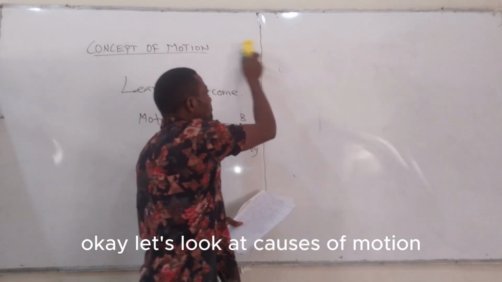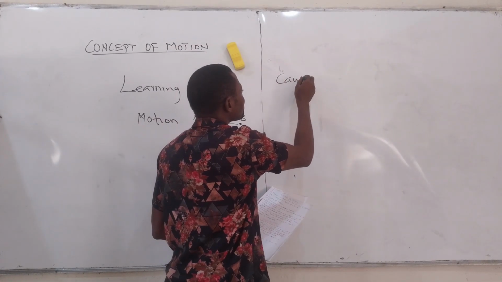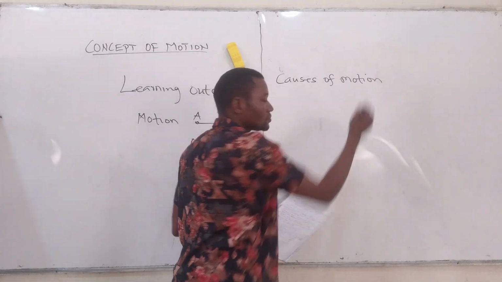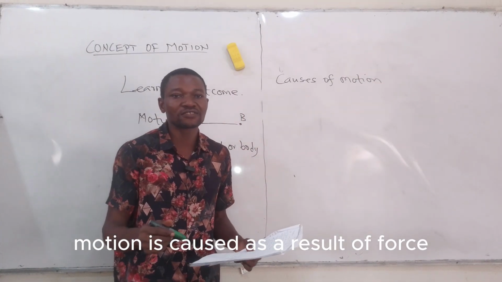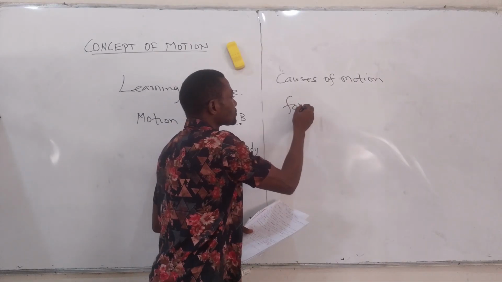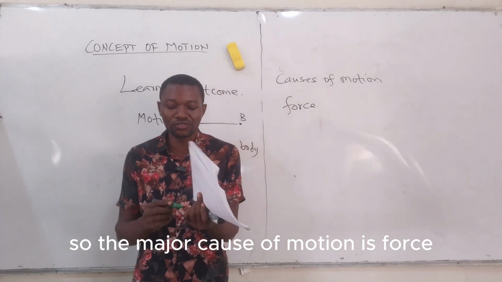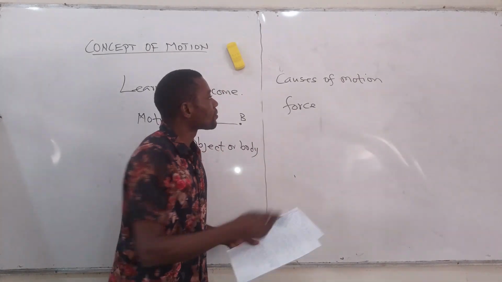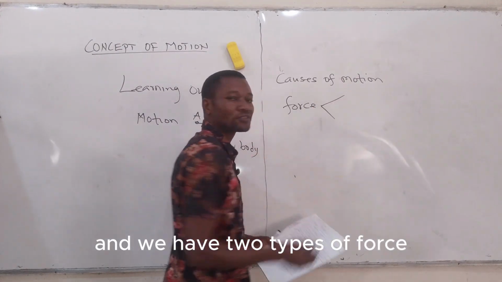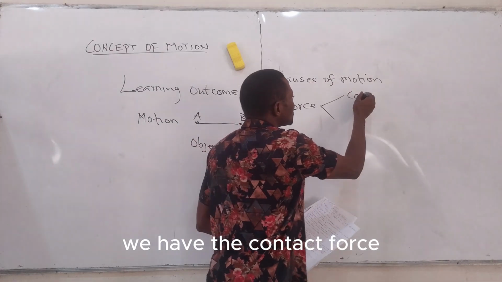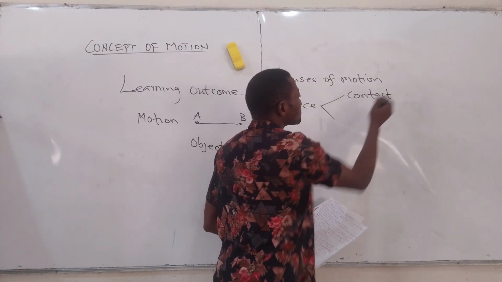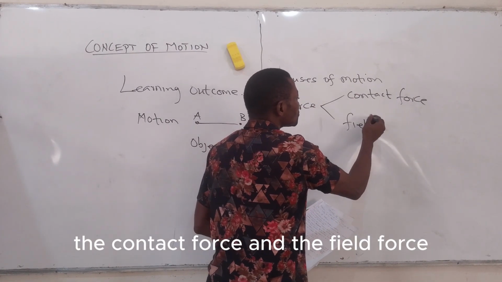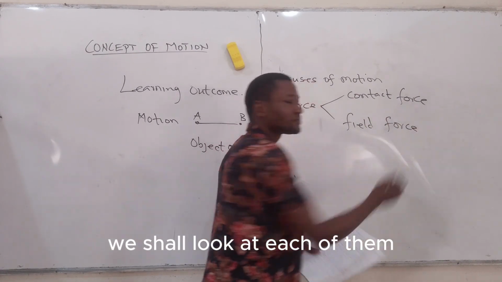Okay, let's look at causes of motion. Motion is caused as a result of force. So the major cause of motion is force. And we have two types of force. We have the contact force, and the field force. We shall look at each of them.